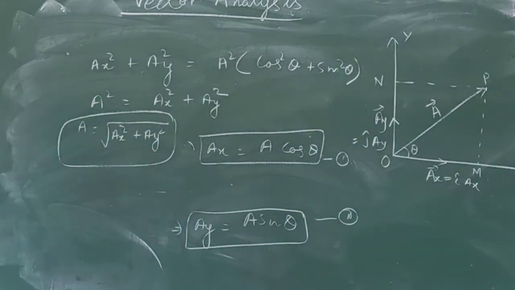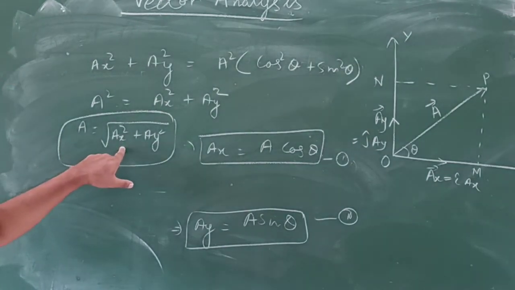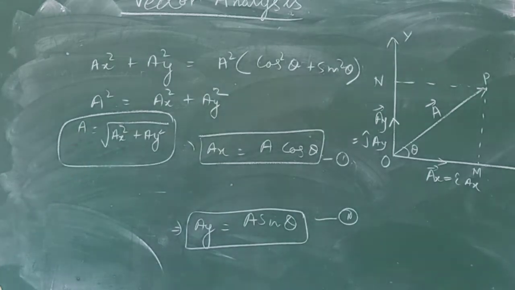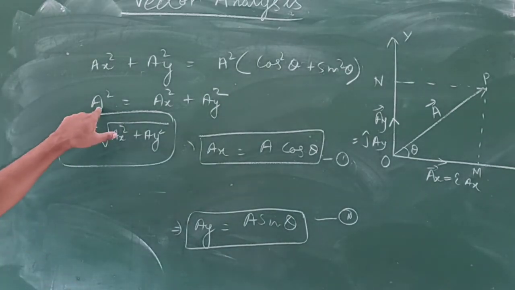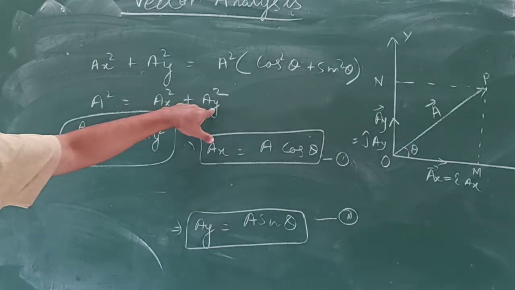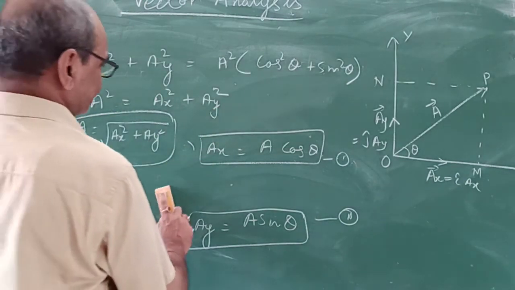Suppose we want to find the magnitude of vector A. Magnitude of vector A is equal to root under AX square plus AY square. If we write, magnitude of vector A square is equal to AX square plus AY square. Is it clear? Now we find the direction.